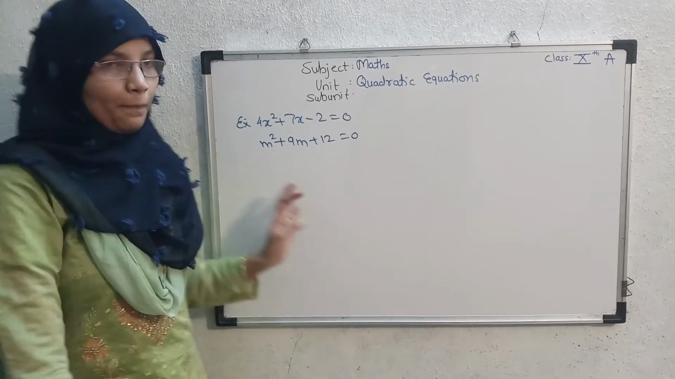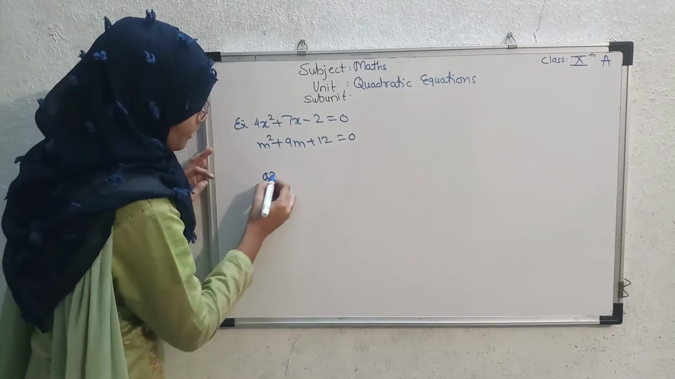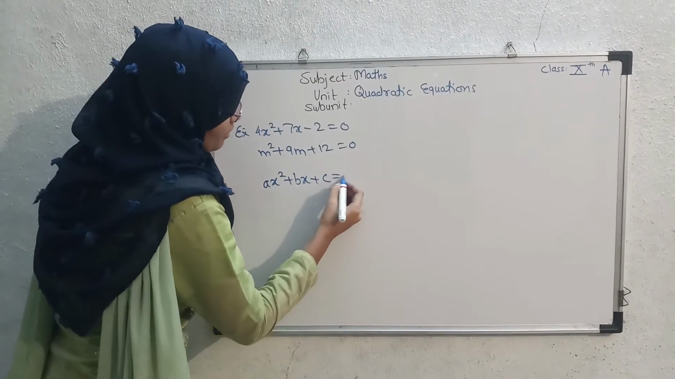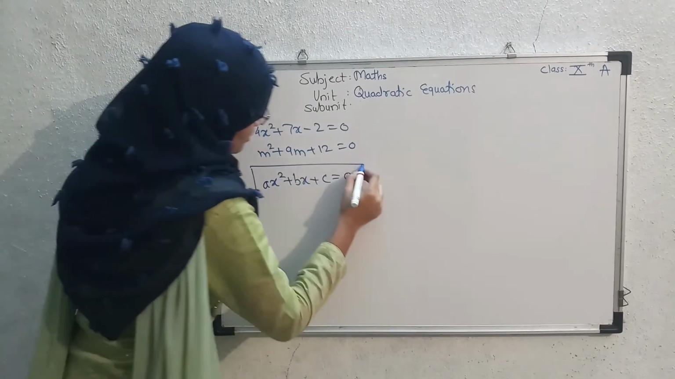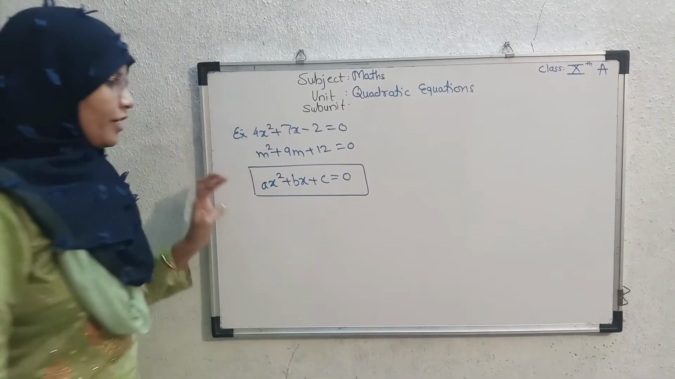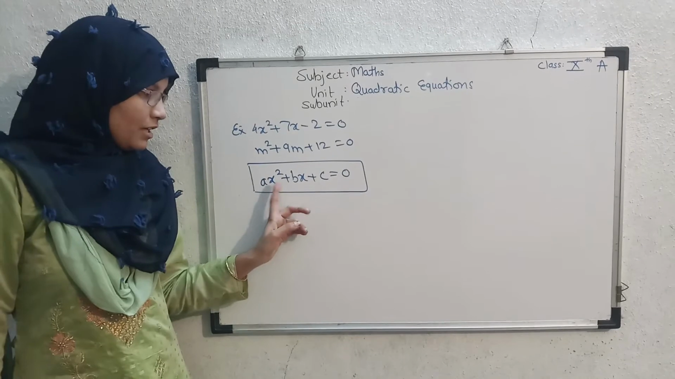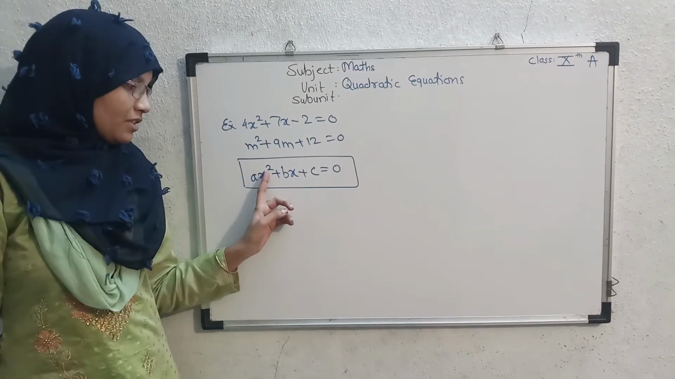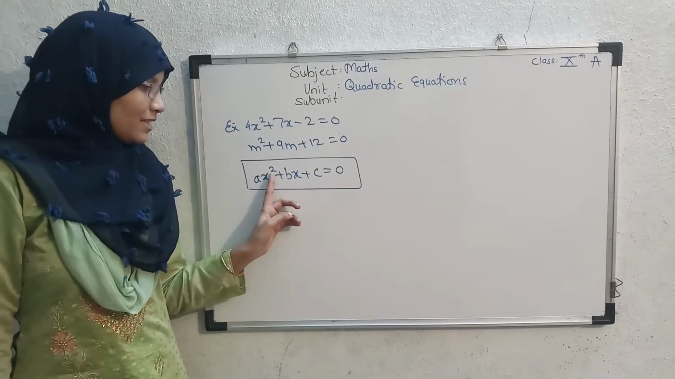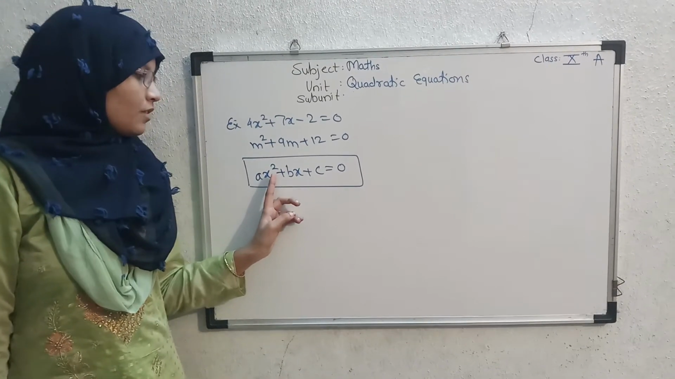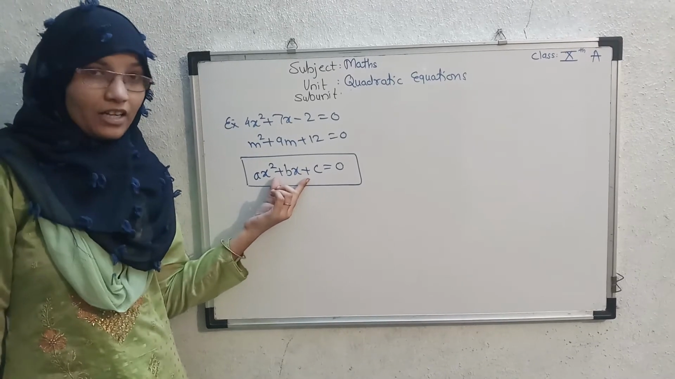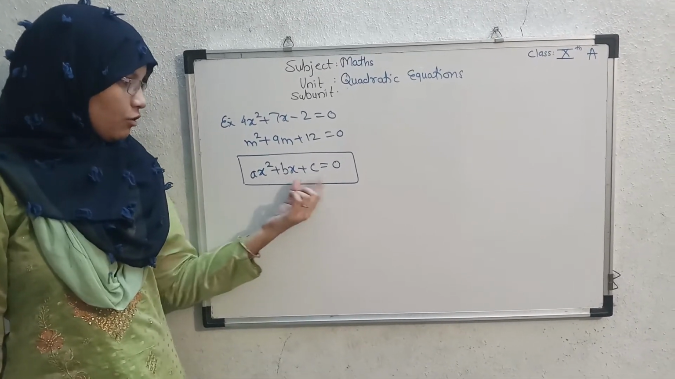Standard form: ax square plus bx plus c is equal to 0. This is the standard form of a quadratic equation. The variable is only one, having maximum index 2. ज़्यादा से ज़्यादा इंडेक्स कितनी है? 2 है. Now we have seen one method, the factorization method, to solve a quadratic equation.